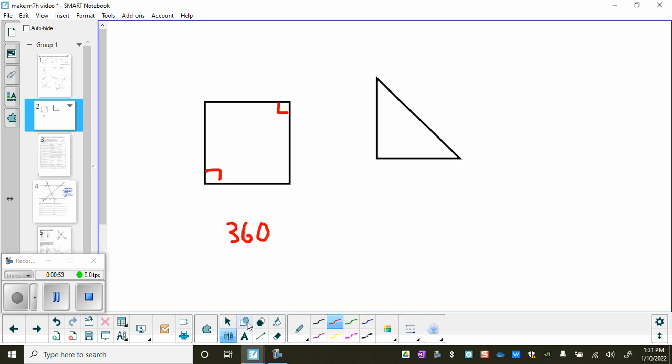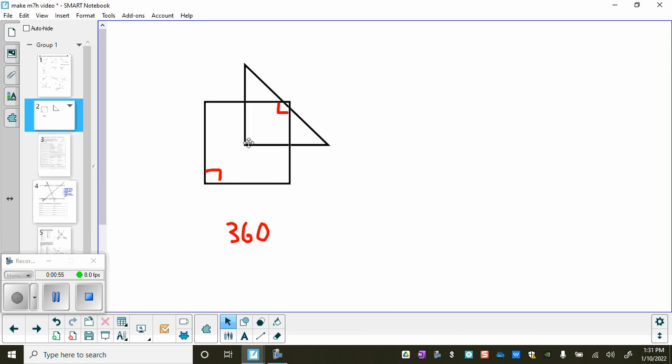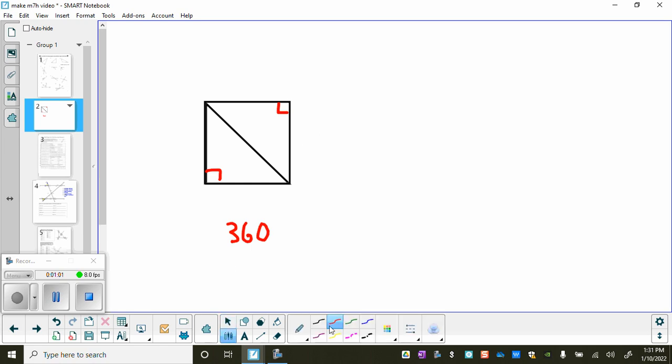Okay. Now the triangle, see how it is half of that? This triangle is half. So that means that the angle measures, this right angle plus this little guy and this little guy, are going to be 180. And then this triangle over here would also add up to 180. And then all together, that would be a 360.